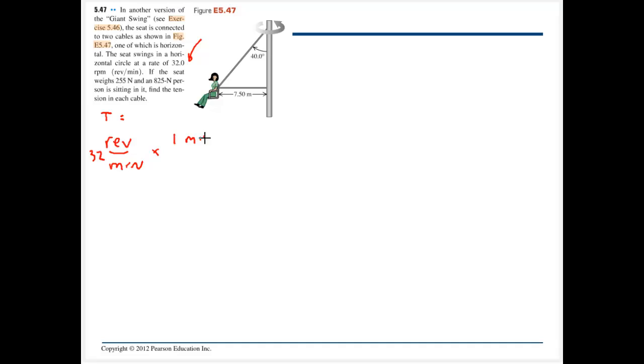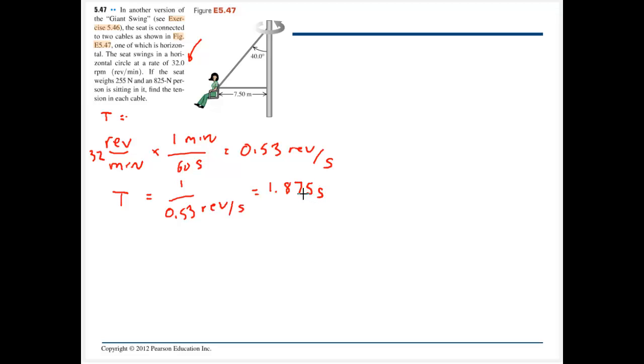So 1 minute multiplied by 60 seconds, and we come up with 0.53 rev per second. The time for one revolution is going to be the inverse of this. That's the period. Again, one revolution, 1 divided by 0.53 rev per second. We come up with a period of 1.875 seconds. So I'm going to write that up there just to get it out of the way.